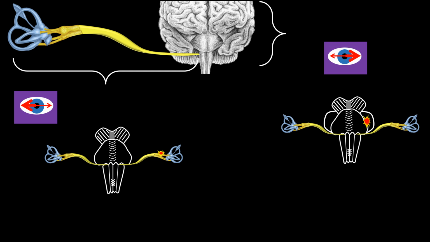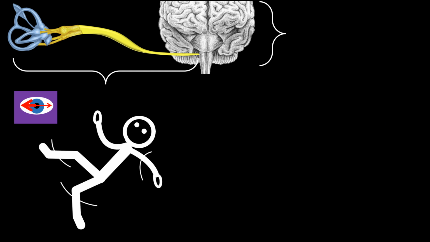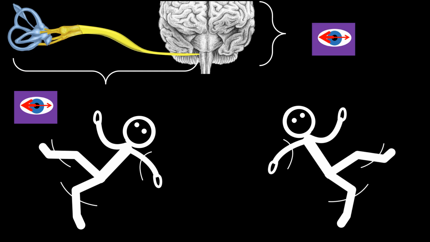In patients with cerebellar pathology, the lesion is on the side of the fast phase of the nystagmus. Patients with peripheral jerk nystagmus fall to the side of the slow component. This is so for patients with vestibular nerve pathology. Patients with benign paroxysmal positional vertigo do not typically fall to one side. Patients with central jerk nystagmus fall to the side of the fast component of the nystagmus.